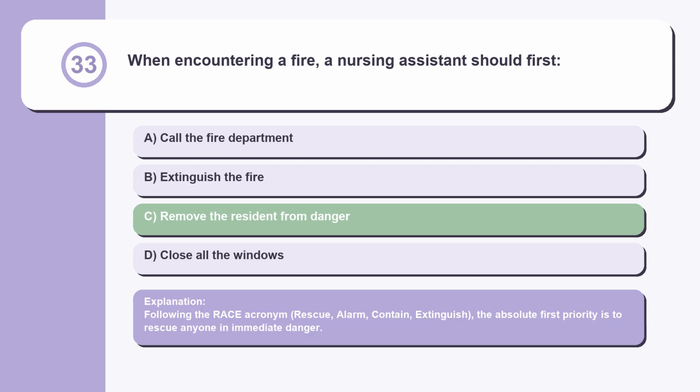Following the RACE acronym, rescue, alarm, contain, extinguish, the absolute first priority is to rescue anyone in immediate danger.